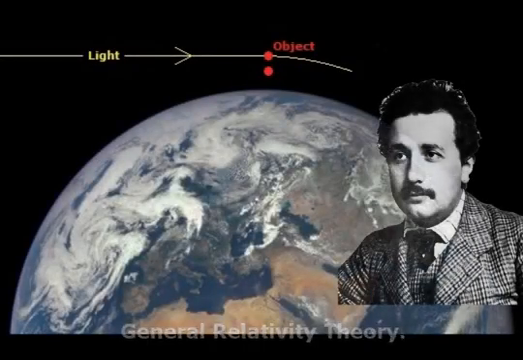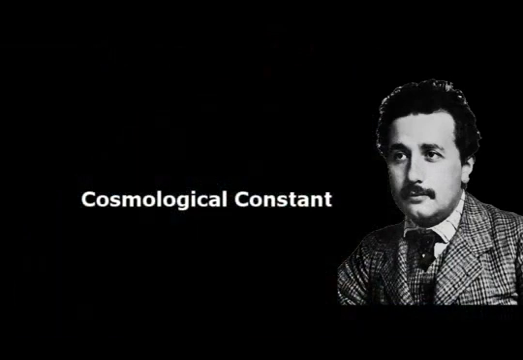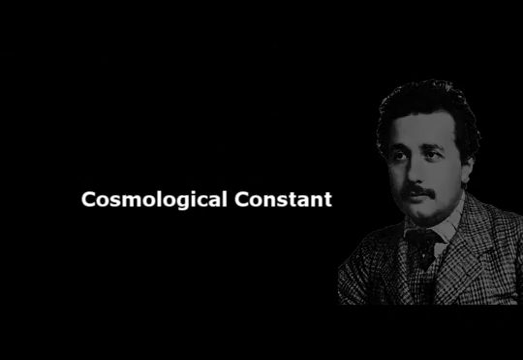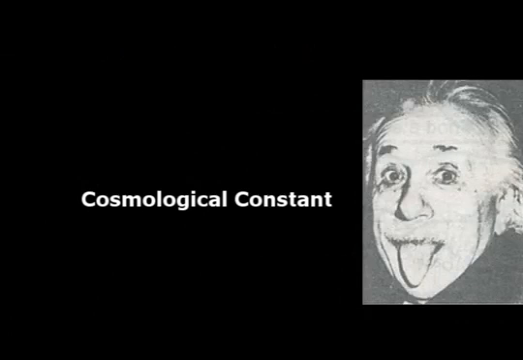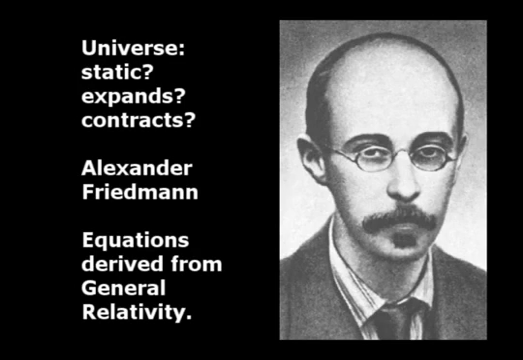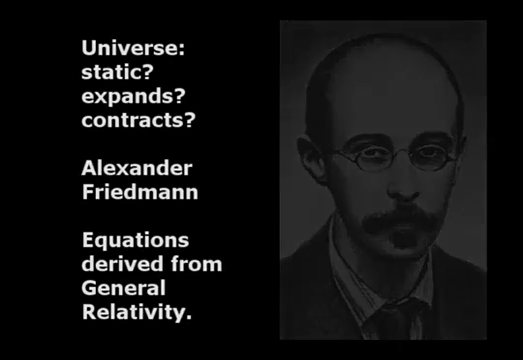In 1917 Einstein introduced what he called the cosmological constant into his original gravitational field equation, to force a static universe as a solution. It is speculated that Einstein stated that introducing that constant was the worst mistake of his career. In order to answer the question of whether the universe is static, expands or contracts, Alexander Friedmann used the newly released general relativity to derive equations that would give him the solution.